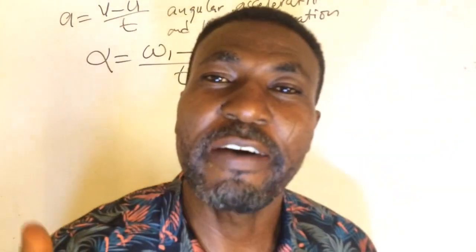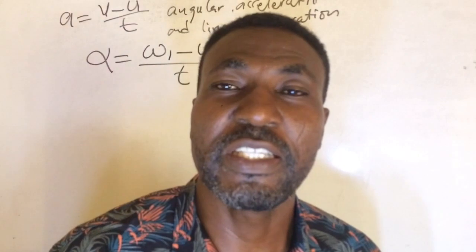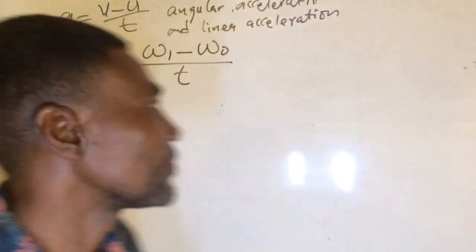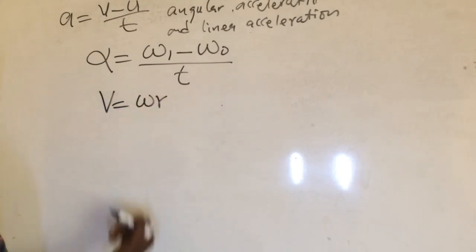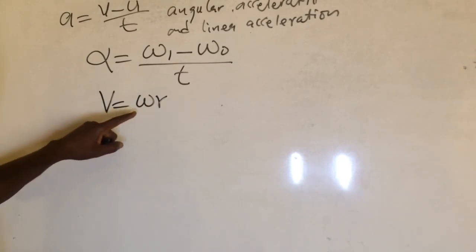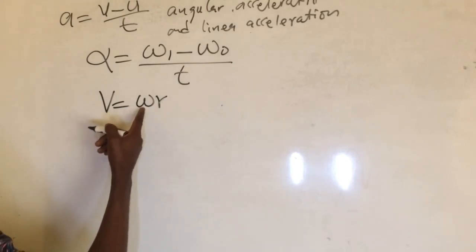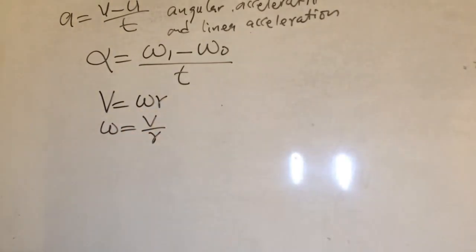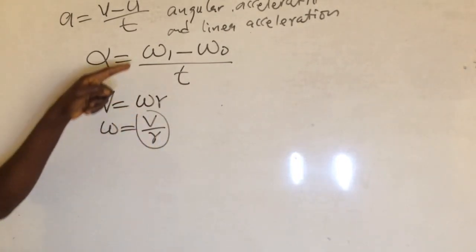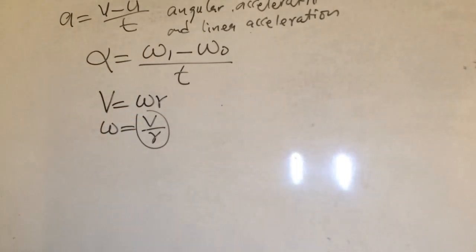In the previous video, I treated the relationship between linear velocity and angular velocity, for which the formula is v equals angular velocity times r. Linear velocity is equal to angular velocity times the radius of the circle. Okay, now in making angular velocity the subject of the formula, we now have v over r. It is this one we are going to use to exchange this. Since this is equal to this, we are going to exchange it with this, right?